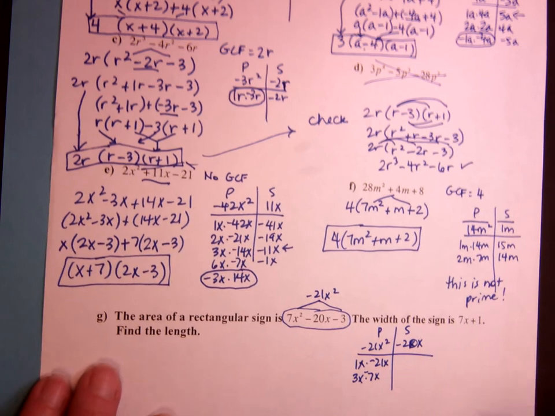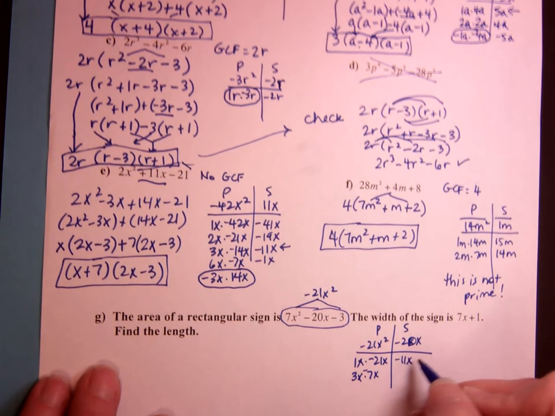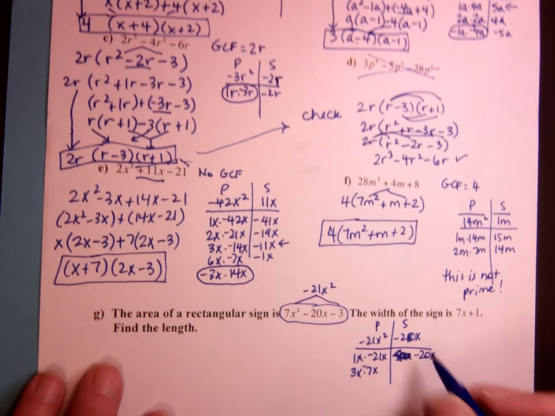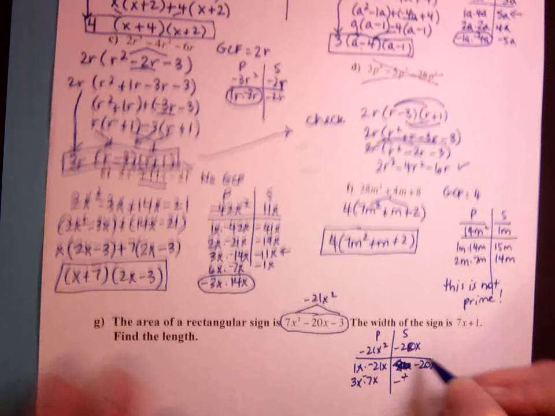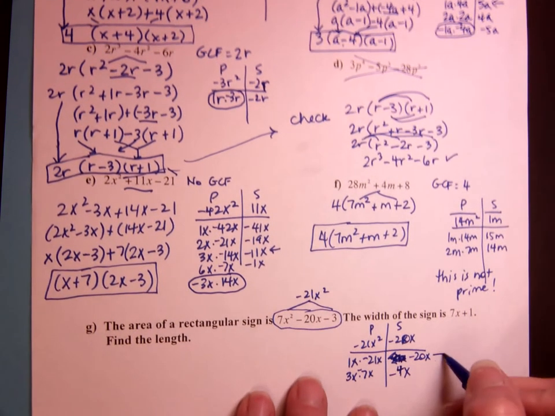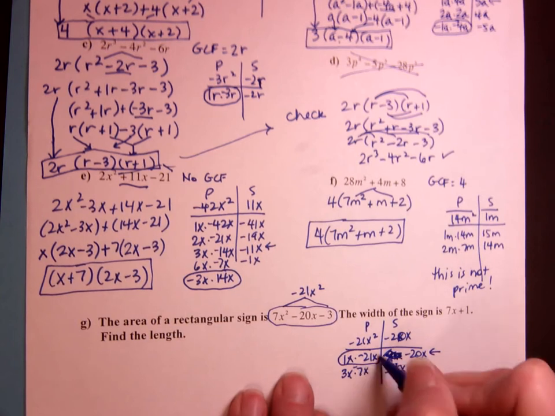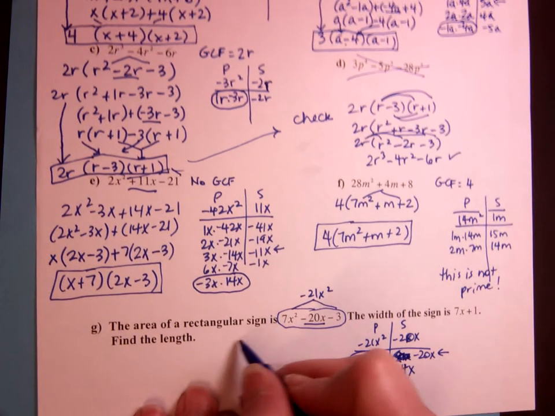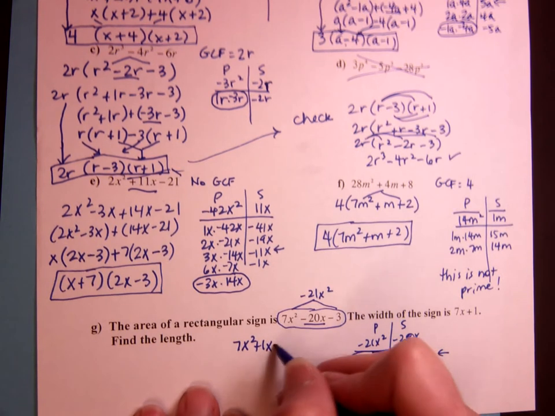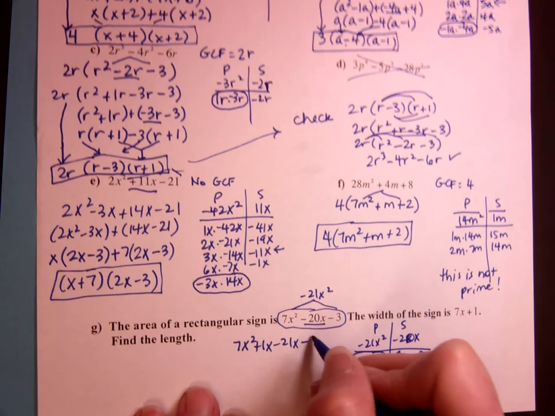This would give you negative 20x. Wow. Negative 20x, and then negative 4x. Now you'll notice you've got your answer right there. So we're going to use these two numbers in that middle term. So you have 7x squared plus 1x minus 21x minus 3.